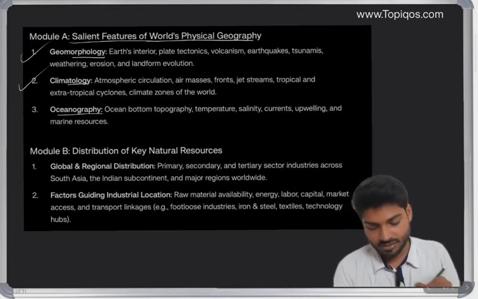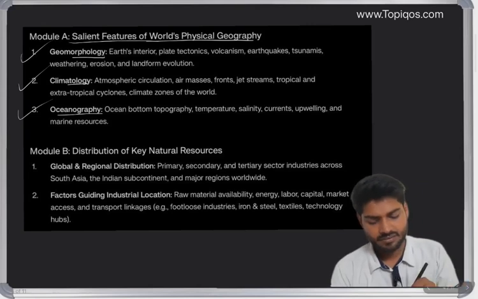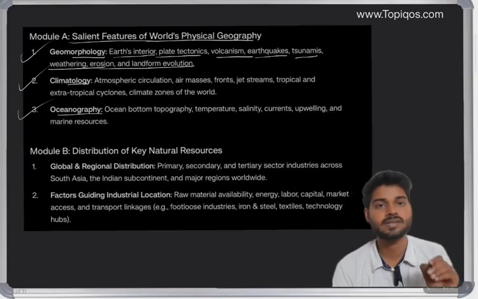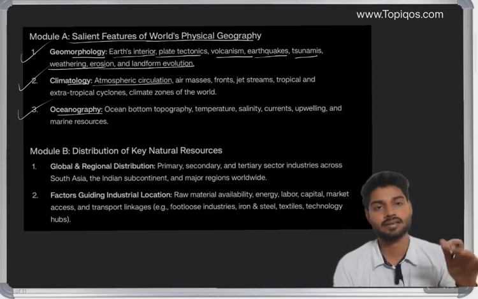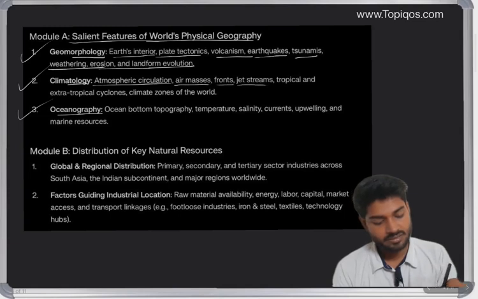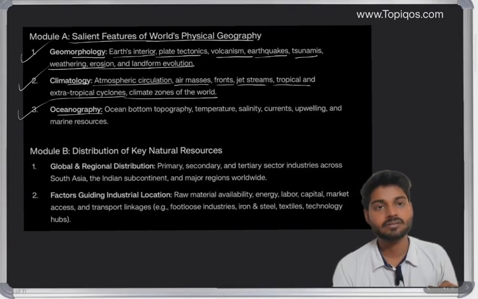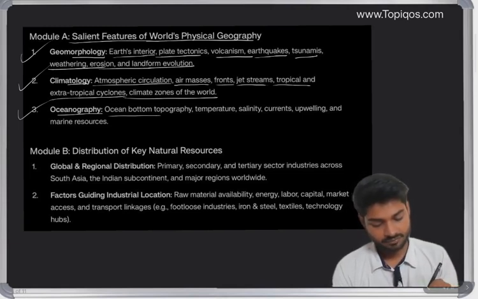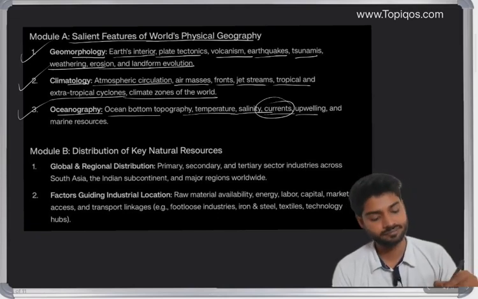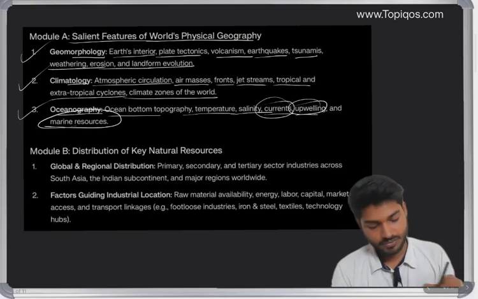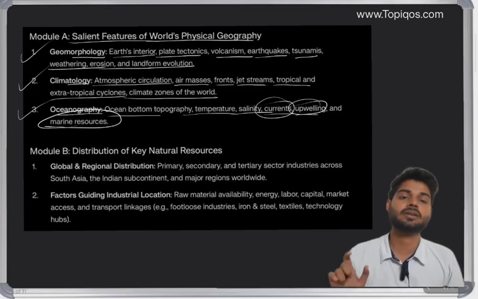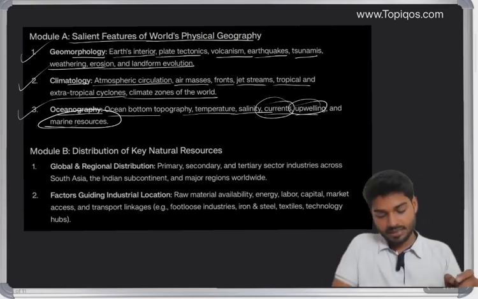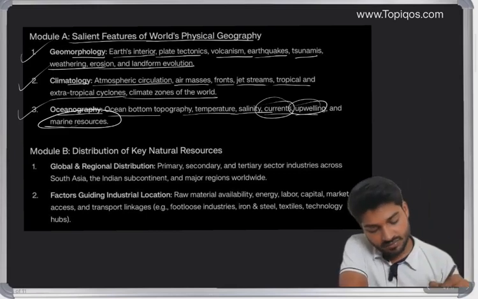So we are going to study geomorphology, climatology, and oceanography. We have Earth interior, plate tectonics, volcanoes, earthquakes, tsunami, weathering, erosion, landform evolution. These we are going to study. Atmospheric circulation in place of climatology. Climatology is basically everything in the air context: air mass, front, jet stream, tropical and extratropical cyclone, climate zones of the world. Then ocean bottom topography, temperature, salinity, currents. Current is basically a movement of water. Then we are going to study upwelling and marine resources. These three topics are also seen in the prelims as well as mains.